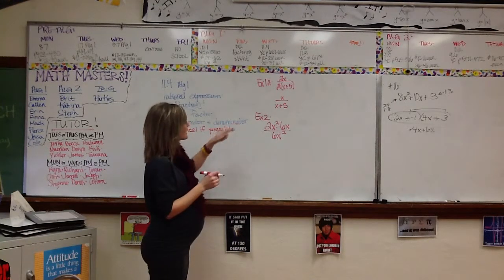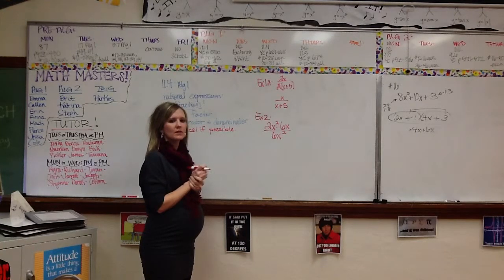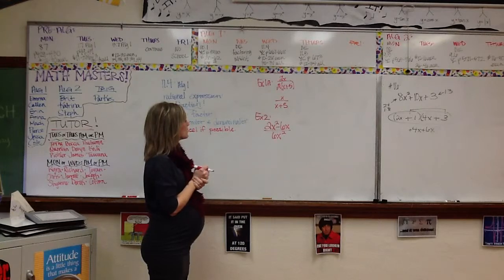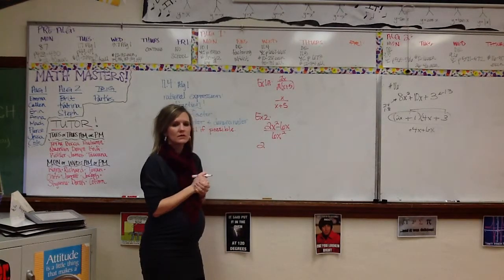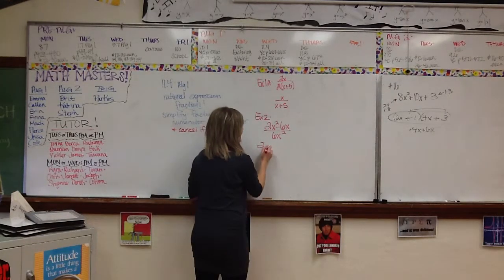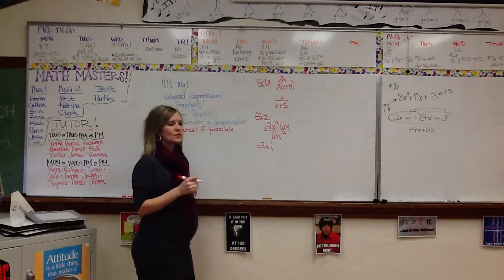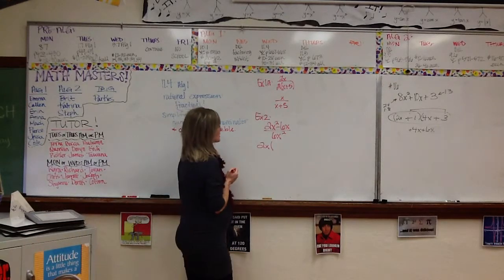When you look at the top, can you take anything out? I can take a 2. Anything else? I can take an x out. They both have x's. Now, when I take a 2x out, what's left?